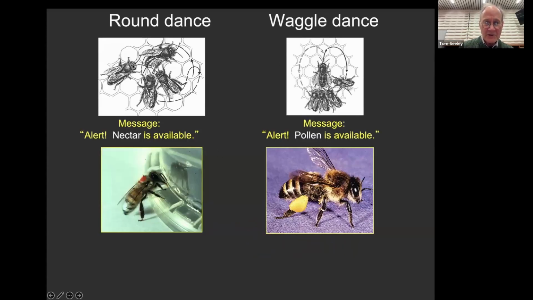And this was his interpretation. The round dance has a message: alert, nectar is available. And the waggle dance, he thought, had this message: alert, pollen is available, because he never saw bees coming in doing round dances with pollen, but he often saw bees coming in that were doing waggle dances and bearing pollen.